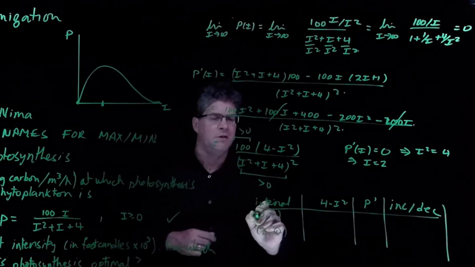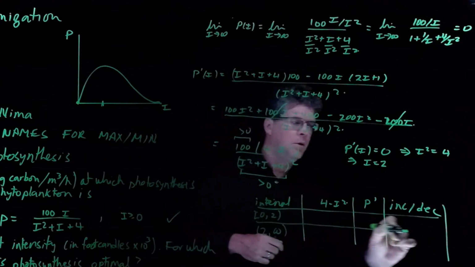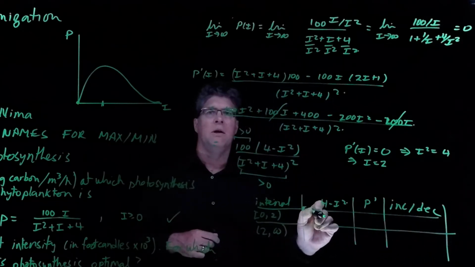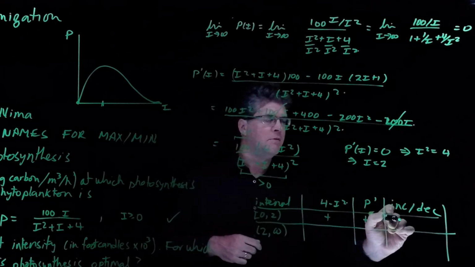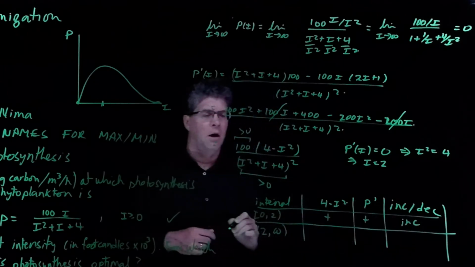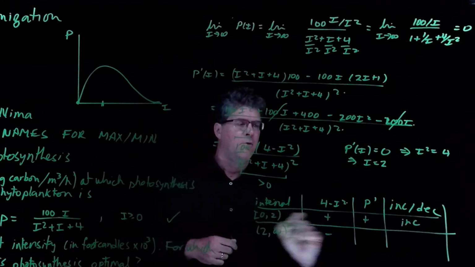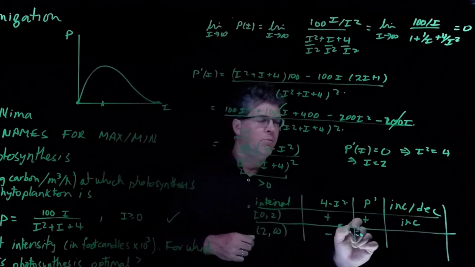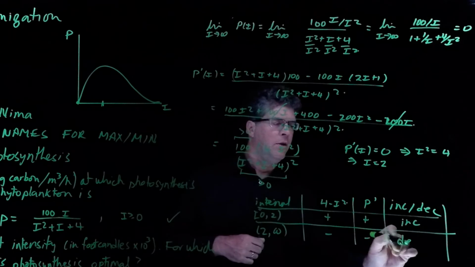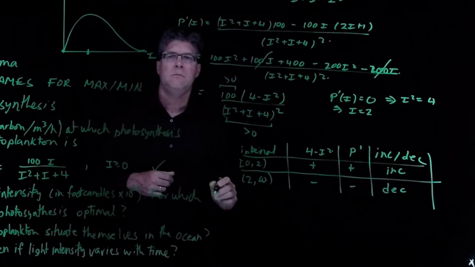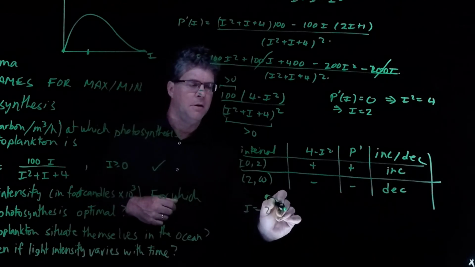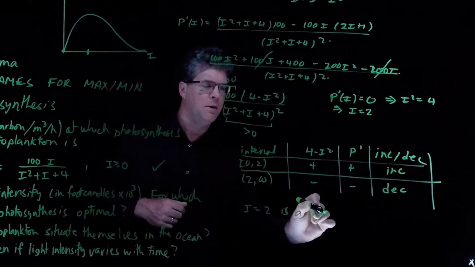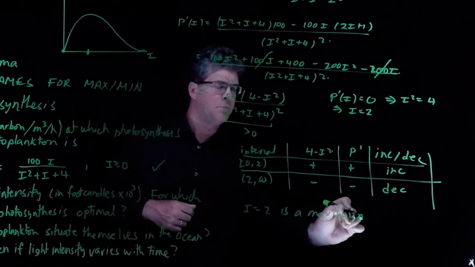Okay, so on 0 to 2, 4 minus I squared is going to be positive. P prime is going to be positive. It's going to be an increasing function. On 2 to infinity, 4 minus I squared is going to be negative. P prime is going to be negative, and it's going to be decreasing. And so I equals 2 is a maximum by the first derivative test.